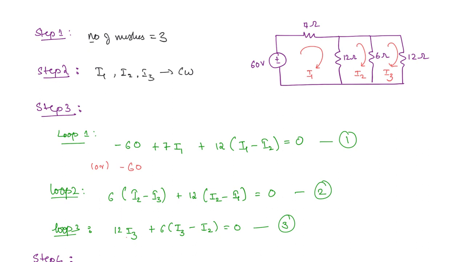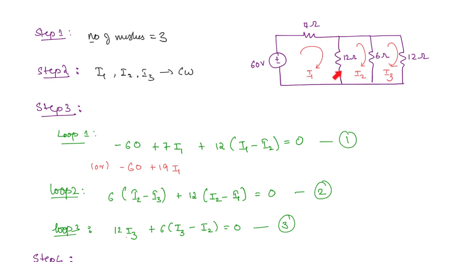Now we are going to take this in terms of the mesh current. So the I1 drop is going to be across the 7 ohm as well as the 12 ohm. So 7 plus 12 is 19, so plus 19 I1. Now what about I2? I2 is also flowing through this, right?